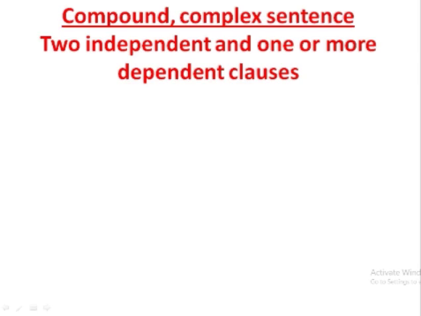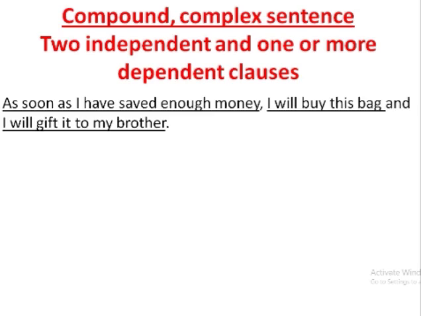Then we can also have compound complex sentences. Here we have two independent clauses and one or more dependent clauses. For example, this one. As soon as I have saved enough money, so this is a dependent clause and we have two independent clauses added to it. I'll buy this bag and I'll gift it to my brother. Okay, so this whole thing makes sense. There are three ideas added in one sentence and we have a compound complex sentence.